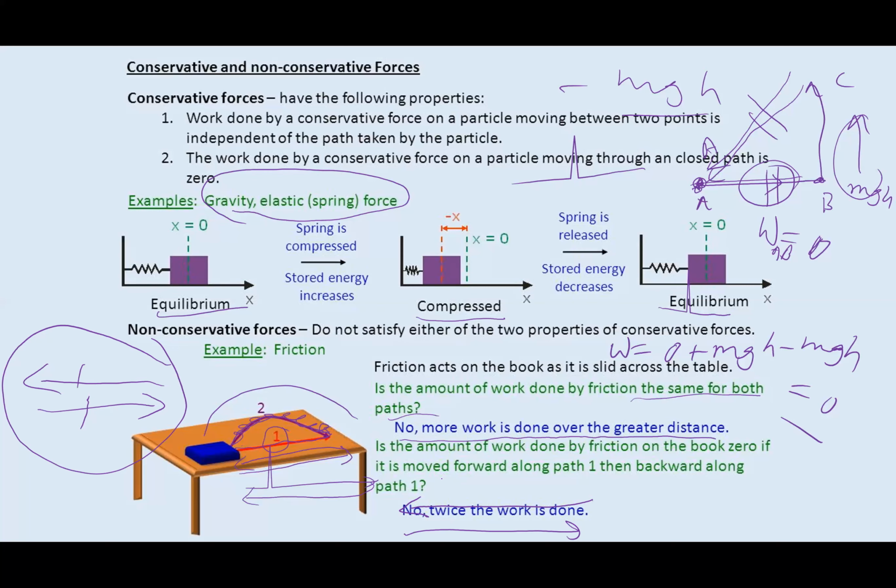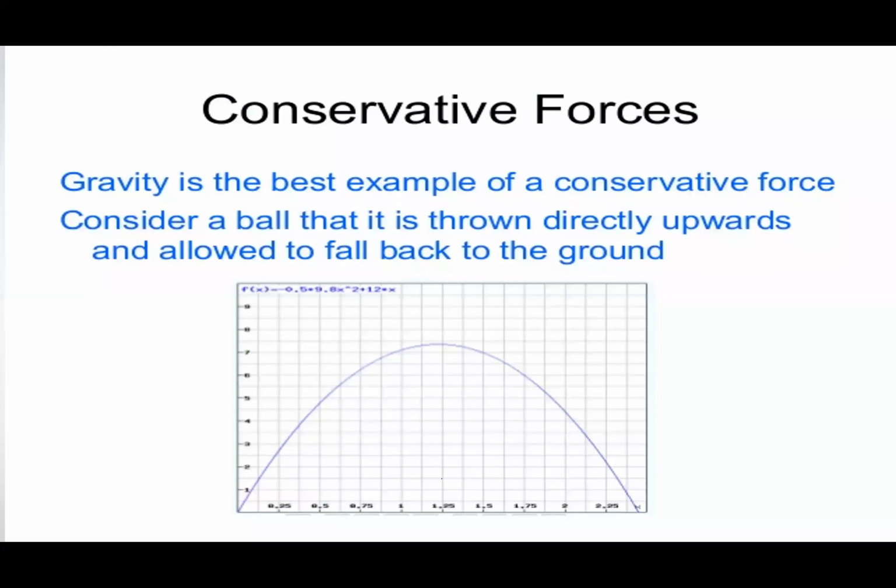So work will be done. Conservative forces: gravity is the best example of a conservative force. Consider a ball that is thrown vertically upward and allowed to fall back to the ground. In this case, a force in which work done is independent of the path followed is called a conservative field. So gravitational force is a conservative force.